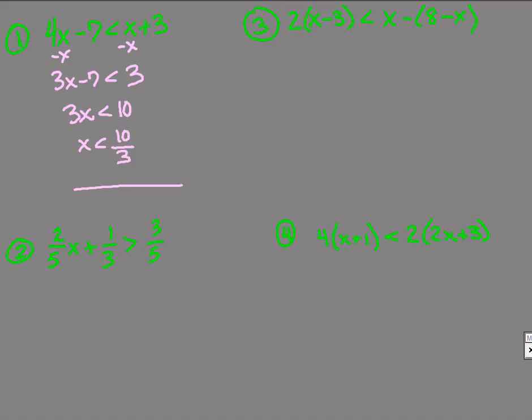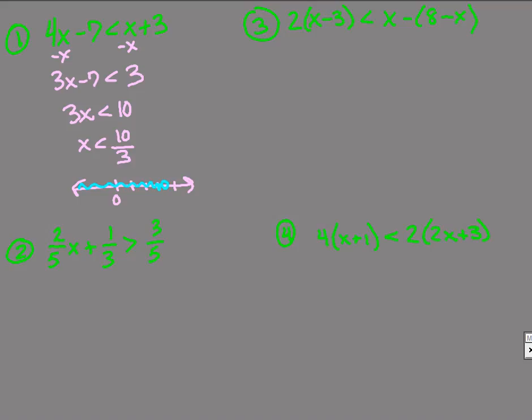Now if I try to number line this guy, well, there's 0. 10 over 3, well, I can't do 10 divided by 3. I can do 9 divided by 3, which would be 3. 12 divided by 3, which would be 4. So it should be between numbers 3 and 4. So your open circle should be between 3 and 4 and shading to the left.